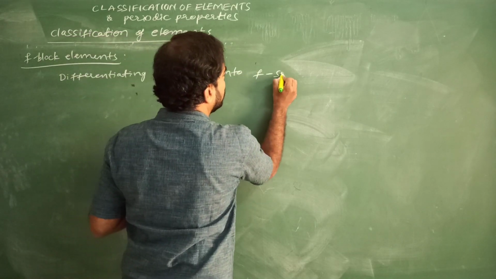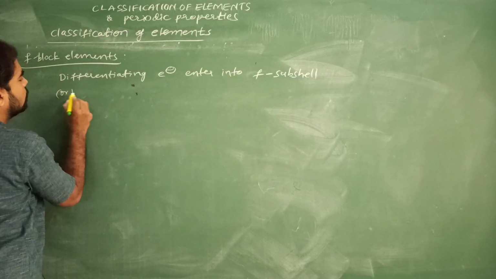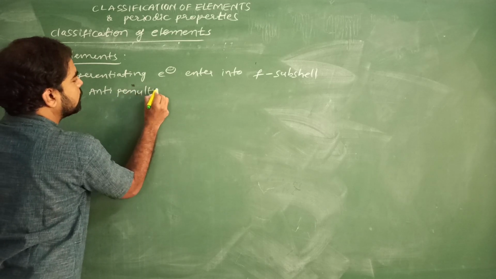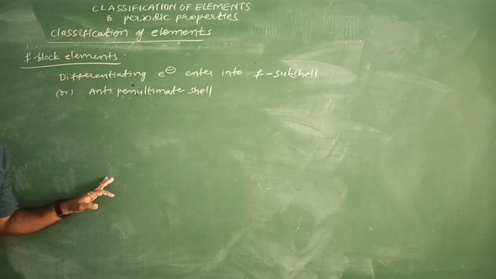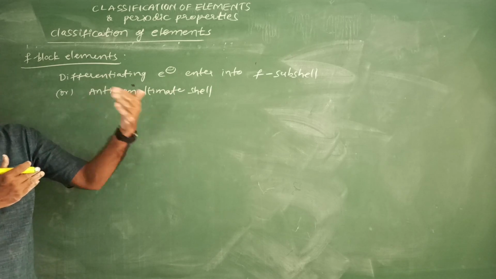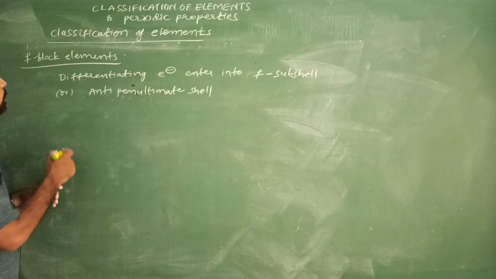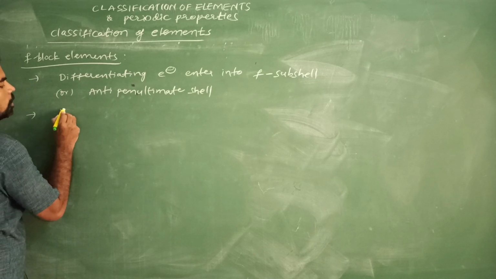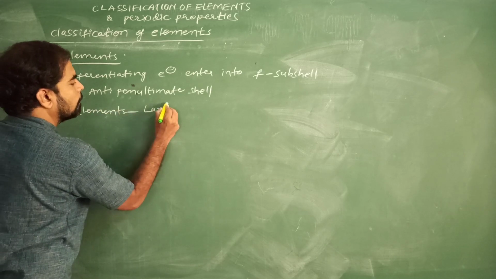Okay, right. Next, in F block elements the differentiating electron enters into the F subshell, or the anti-penultimate shell. What is the anti-penultimate shell? The last shell is the valence shell. The shell before the valence shell is called the penultimate shell, and the shell before the penultimate shell is called the anti-penultimate shell. So F block elements are 14 elements.